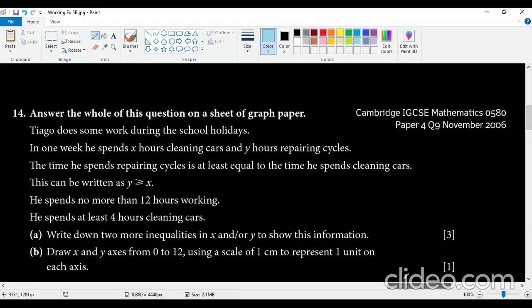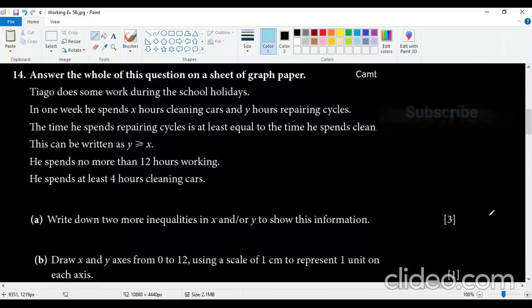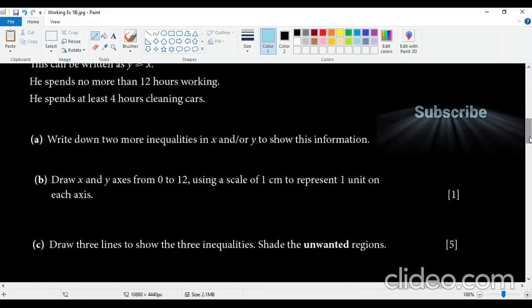Let me readjust it. So this is question number 14 and it says answer the whole of this question on a sheet of graph paper. Tiago does some work during the school holidays. In 1 week, he spent x hours cleaning cars. So the x axis is for cleaning cars and y for repairing cycles. The time he spent repairing cycles is at least equal to the time he spent cleaning cars, so this can be written as y is greater than or equal to x. He spent no more than 12 hours working and at least 4 hours cleaning cars. Write down two more inequalities in x or y to show this information.